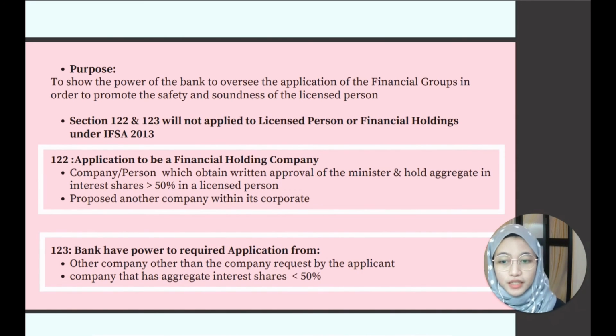Next is section 123, in which the bank has the power to require an application form. This can be done if the bank feels it is necessary for the purpose of maintaining effective regulation and supervision. So the bank can require any other company other than the one that the applicant requests if they have an opinion that neither the applicant nor the company that the applicant proposed should be approved as a financial holding company. Other than that, if a company has an aggregate of 50% or less in the licensed person.